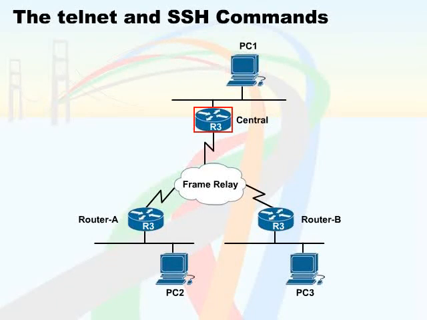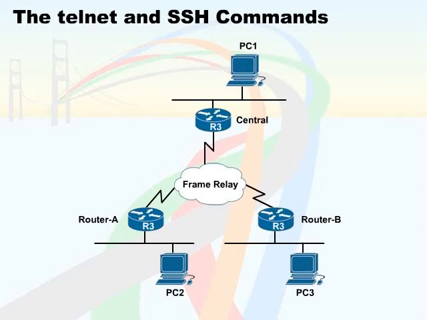After being connected to the Central CLI, the administrator telnets to router A and gets connected to it. Then, the administrator suspends the telnet session. To suspend a session, press Control-Shift-6 and then press the letter X using the keyboard.